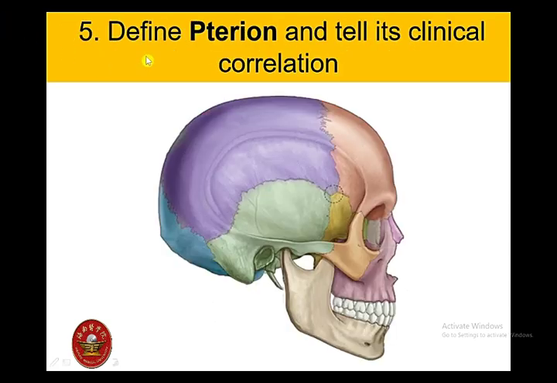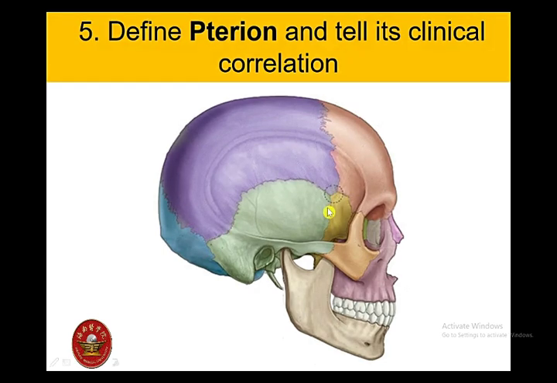Next question we got here, define the Pterion and tell its clinical correlation. So we can see from the lateral view of the skull, the frontal, parietal, temporal, and the sphenoidal bone. These 4 bones are joining together here, and this is the very weak point, thin point, the intersection of these bones, and it is prescribed as the 2.5 centimeter from the lateral margin of the orbit and 2.5 centimeter above the zygomatic arch. So approximately this region.